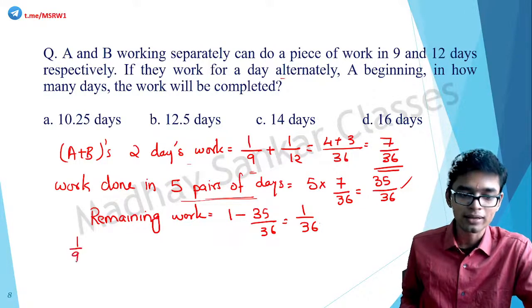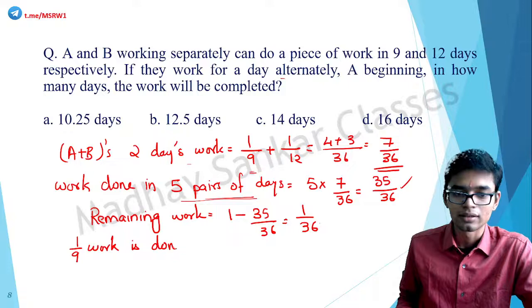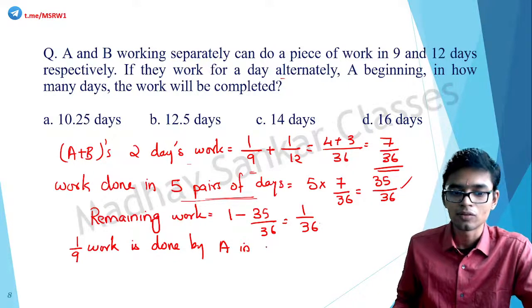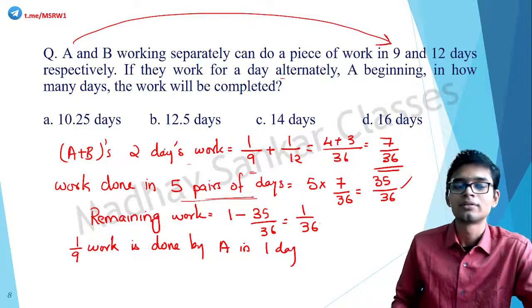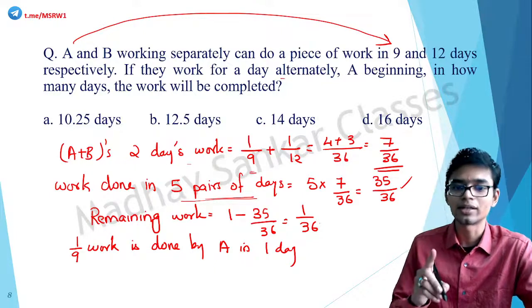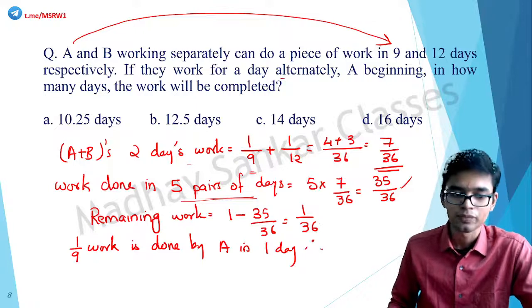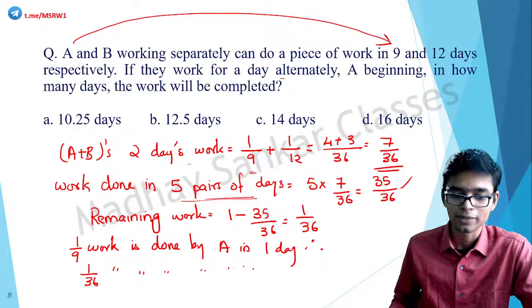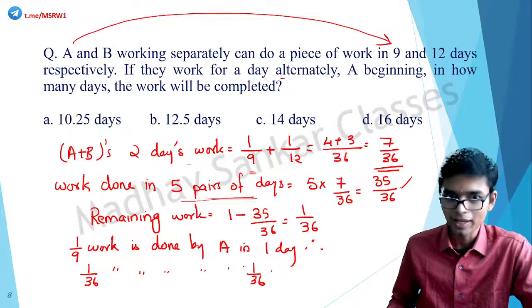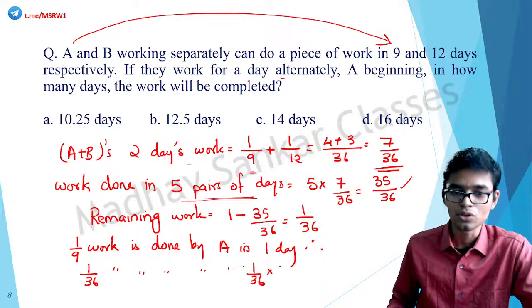Therefore, 1 by 9 work is done by A in 1 day. Correct? A's 1 day's work is how much? 1 by 9. It's given in the question. A alone can finish the work in 9 days. So A's 1 day's work is 1 by 9. Therefore, 1 by 36th of the work is done by A in how much time? How much time? 1 by 36 divided by, so into 9.